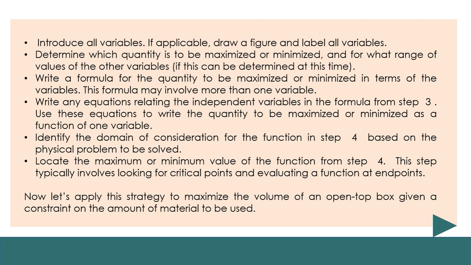So introduce all variables. If applicable, draw a figure and label all the variables. Determine which quantity is to be maximized or minimized, and for what range of values of the variables, if this can be determined at this time. Write a formula for the quantity to be maximized or minimized in terms of the variables. This formula may involve more than one variable, so it depends on the type of problem. Write any equations relating the independent variables in the formula from step 3. Use this equation to write the quantity to be maximized or minimized as a function of one variable.